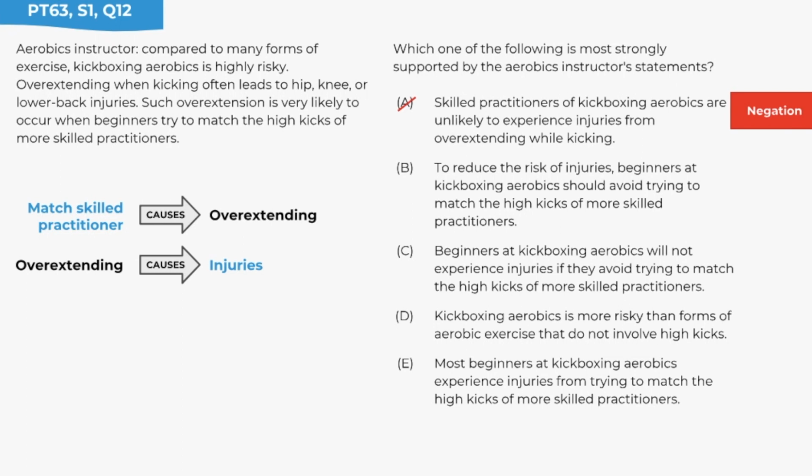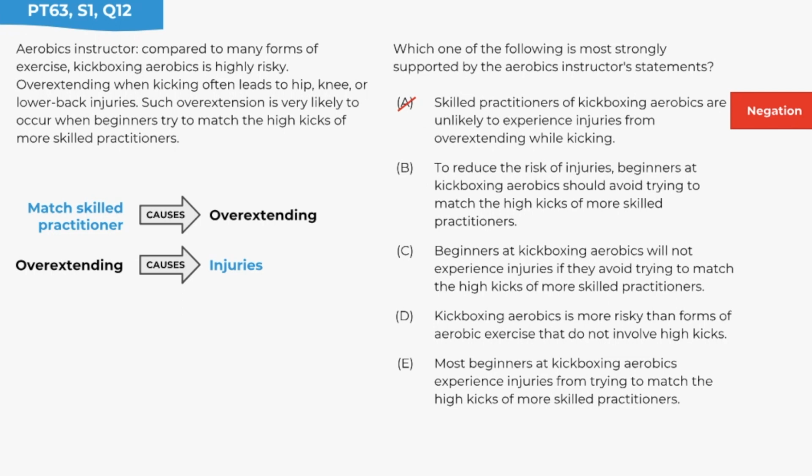Answer choice B says that to reduce the risk of injuries, beginners at kickboxing aerobics should avoid trying to match the high kicks of more skilled practitioners. So this is suggesting that by avoiding trying to match the high kicks of more skilled practitioners, beginners can reduce their risk. In a way, that's essentially saying that their risk goes up when they do try to match the high kicks, which is what the causal chain suggests: that matching the high kicks of skilled practitioners can cause injuries and will increase your likelihood of injuries. So B seems to describe the causal relationship. Let's hold on to it just in case we find something better.